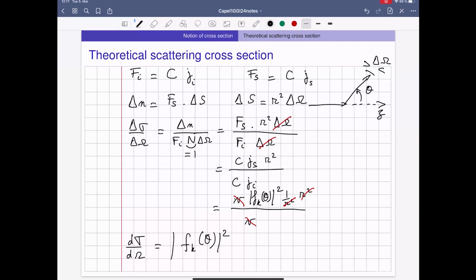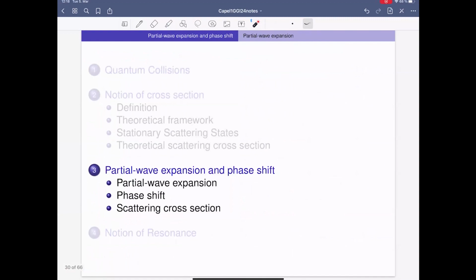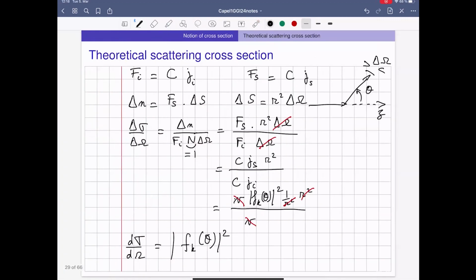And so everything we can learn about the interaction between the two particles, all the information that you have about the interaction between the particles, is encoded into the scattering amplitude. That's what you can actually measure experimentally, and that's where you can get information about the interaction between the particles. So now we have a theoretical way to get this cross section.